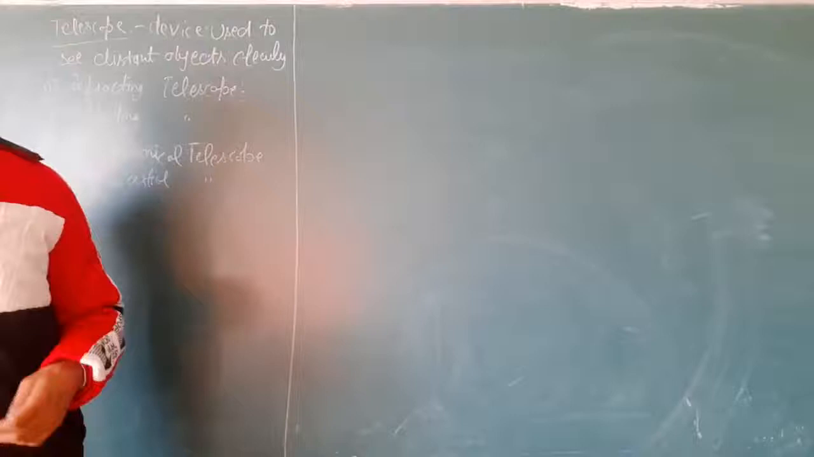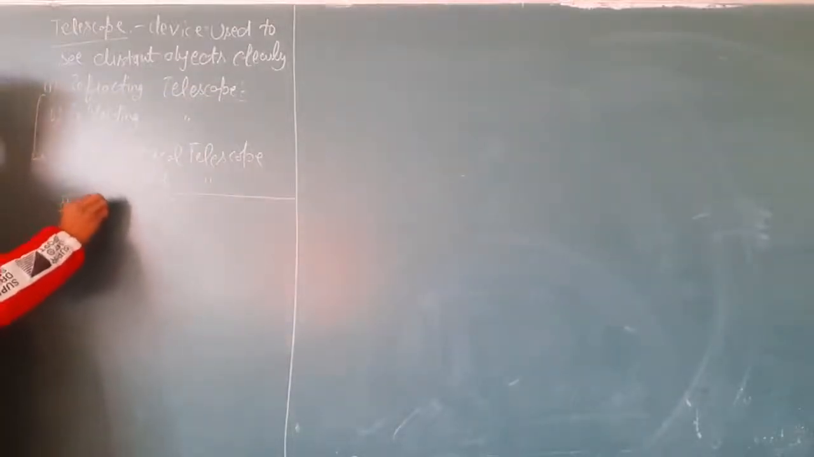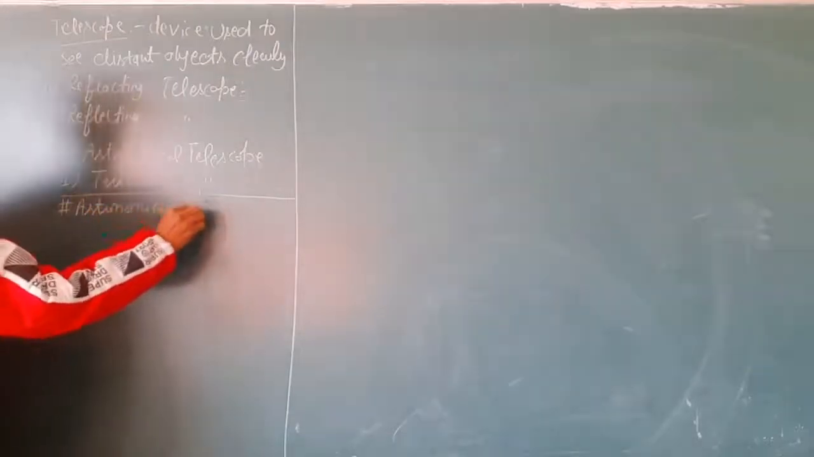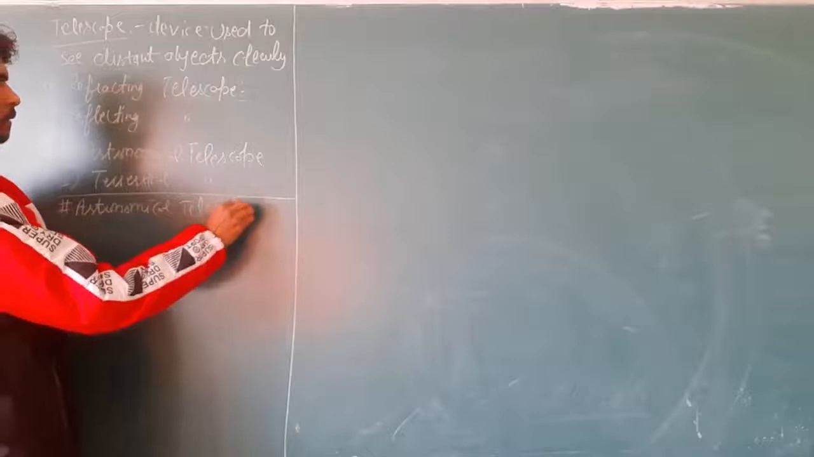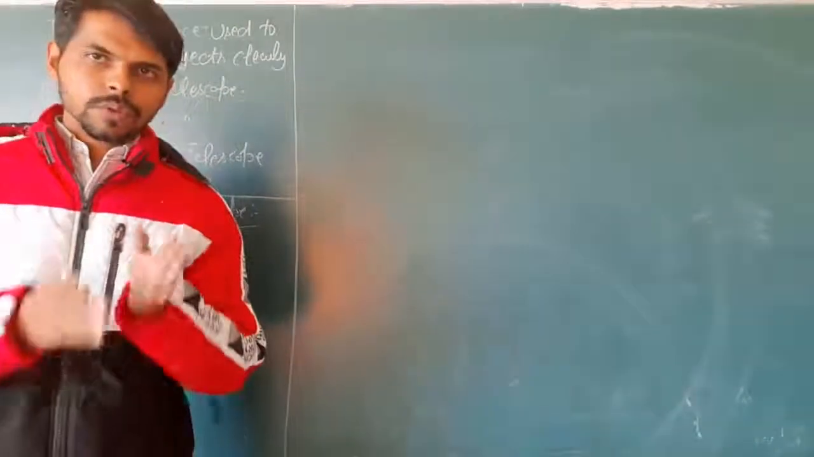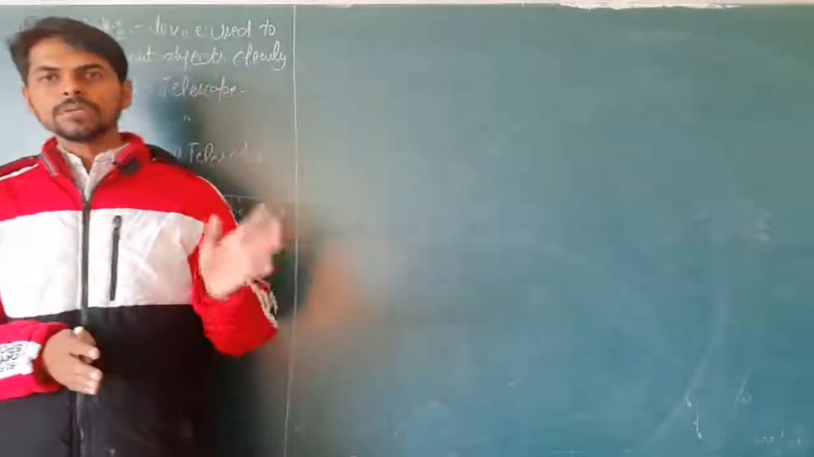So we are starting with understanding the astronomical telescope. We are going to discuss two terms: what is an astronomical telescope and what is the magnifying power of an astronomical telescope? Magnifying power means how much a telescope can magnify images.